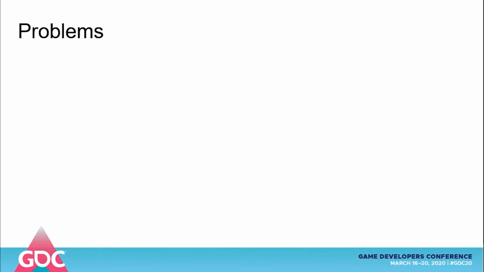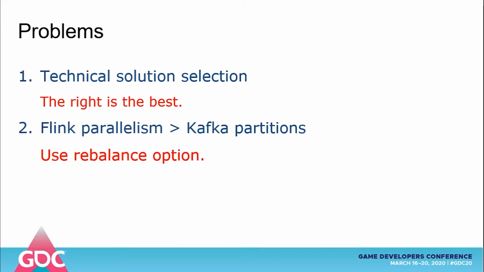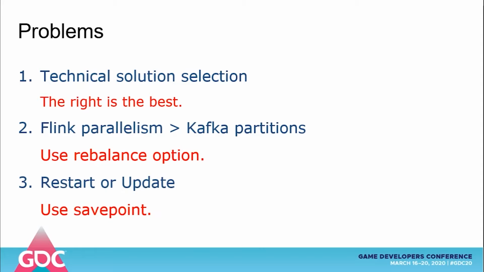In addition, there are some more detailed questions. For example, what if Flink's parallelism exceeds the number of partitions in Kafka? Well, we should use the rebalance option. Also, how to ensure availability if we restart or update Flink? Then we should use savepoint.